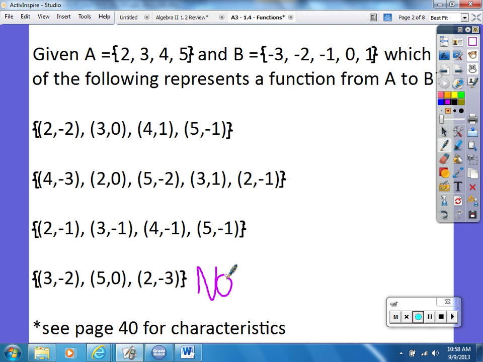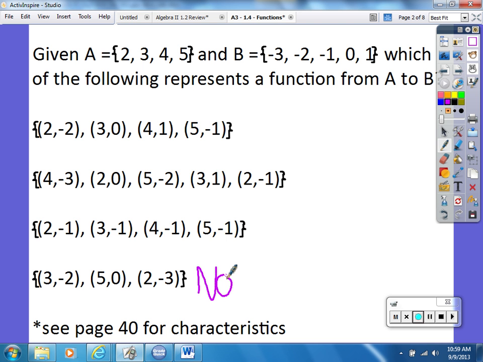Okay, the second characteristic says that some elements of B may be matched, but I don't have to use them all. That means I could just use the number -3, or I could just use the number -1. I don't have to use every single one of B, but I must use all of A. I must use all of the first one, but not all of the second.